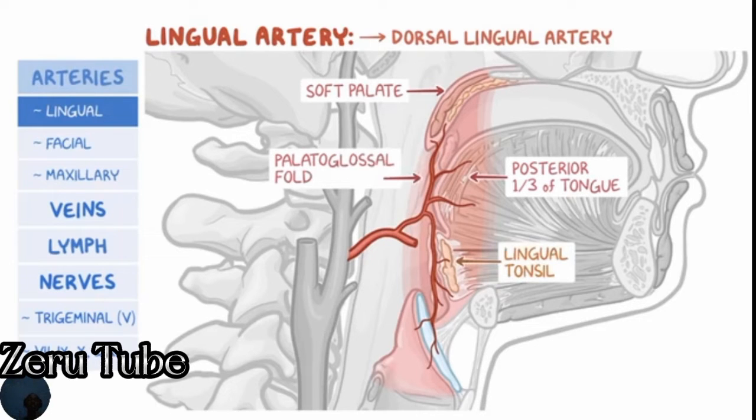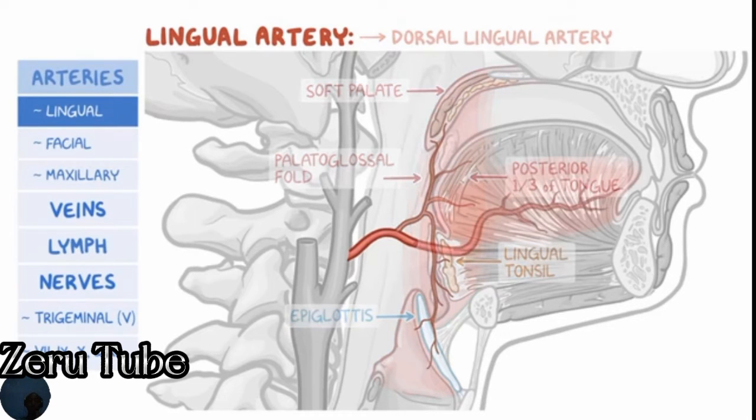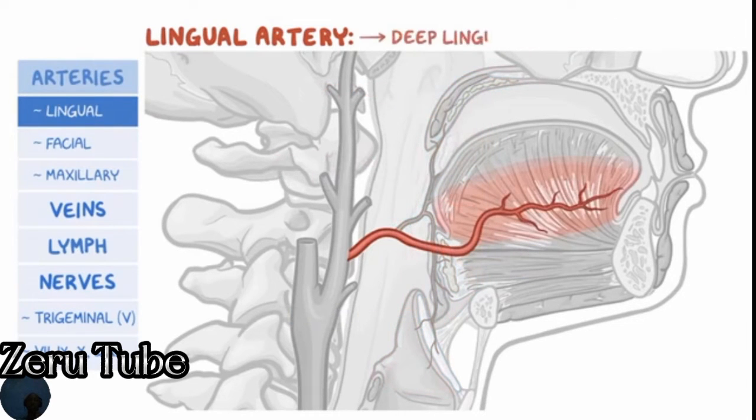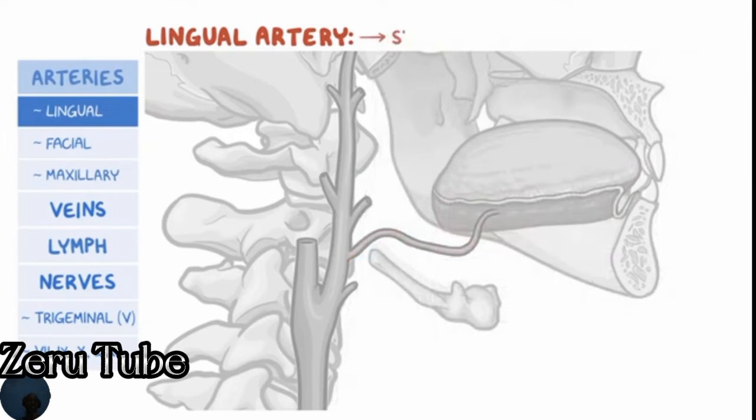the dorsal lingual artery, one of the branches of the lingual artery. The epiglottis is also supplied by the dorsal lingual artery. The other branch of the lingual artery is the deep lingual artery. The deep lingual artery supplies the ventral surface of the tongue.